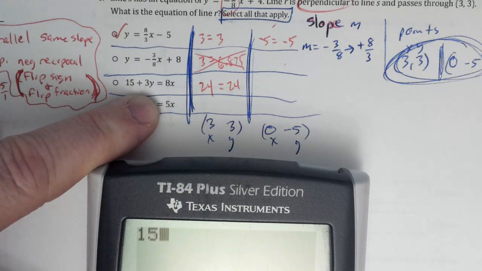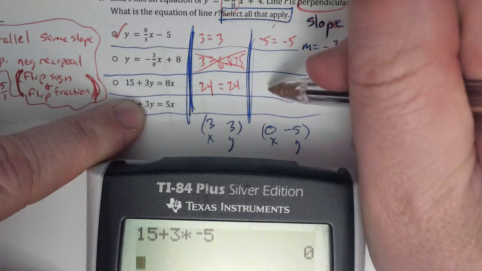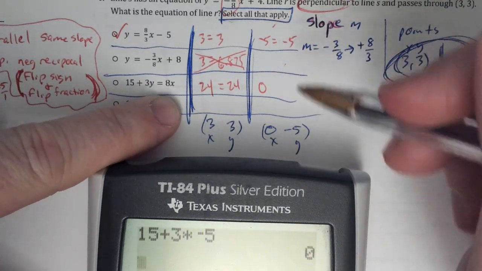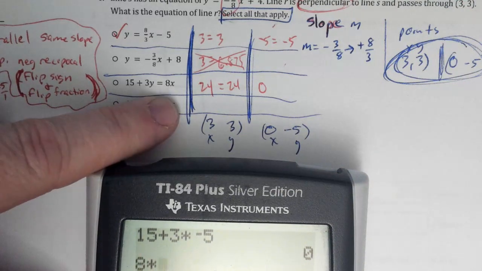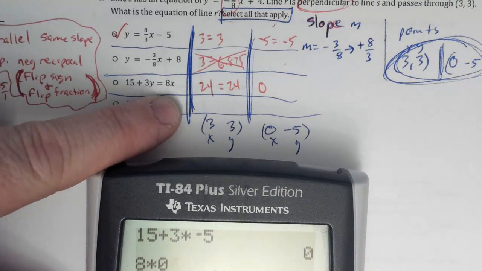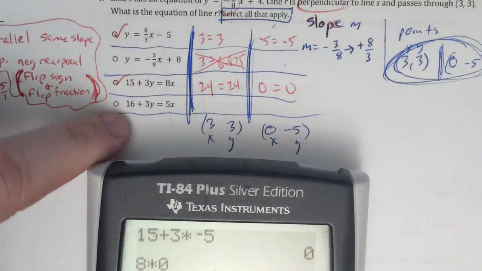Wait, let me try again. 15 plus that 3 times negative 5. That's 0. Does that equal 8 times 0? Yes, it does. So this one works as well. Boom. We got those 2 points.